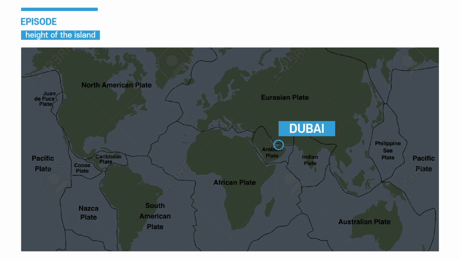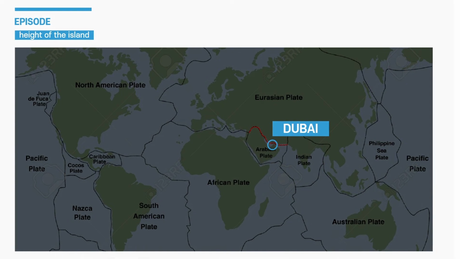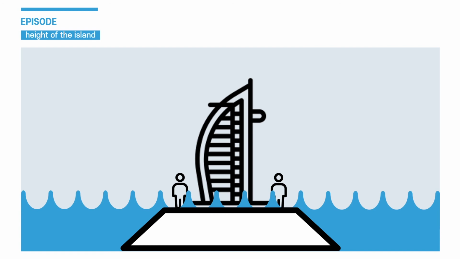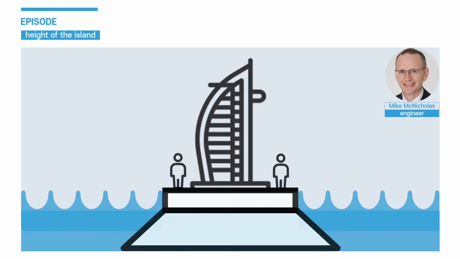Dubai is located near major fault line, which means there are frequent occurrence of earthquake. For this, Dubai shore had higher waves than other shores. These high waves could be dangerous to the guests if the island was too low. Engineer Mike Nicholas therefore strongly asserted that the island's height should be higher than planned.